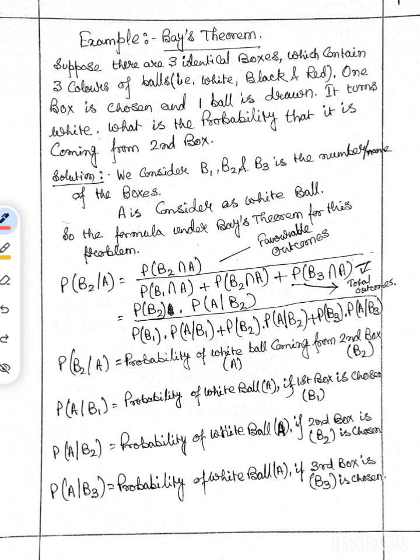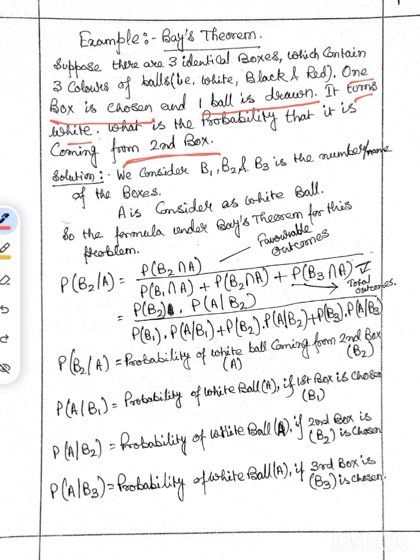What is the speciality of this problem? There are three identical boxes and three colors of ball. The number of balls is not important here. The main character of this problem is that there are two parts. First part is one box is chosen, and second part is one ball is drawn. So first we have to choose a box, thereafter we have to draw a ball. Now it turns white. What is the probability that it is coming from the second box? This is our main question.